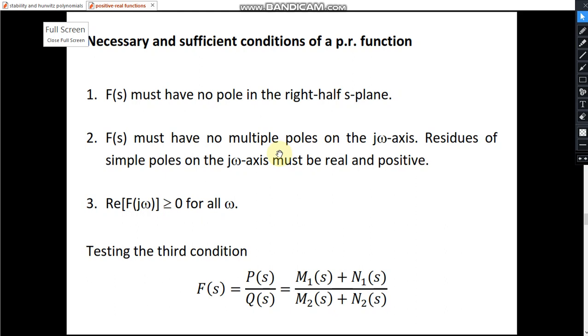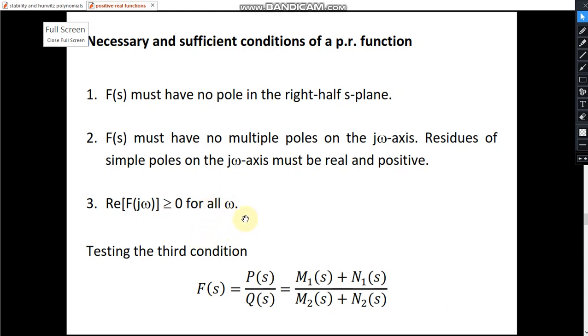Now suppose there are simple roots on the j omega axis, then we have to find out the residues also, because the residues must be tested. They should be real and positive. If there is no root on the j omega axis, no pole on the j omega axis, in that situation there is no need to test further. This condition can be considered to be satisfied automatically, because there is no question of these things. The main thing is how to test this condition.